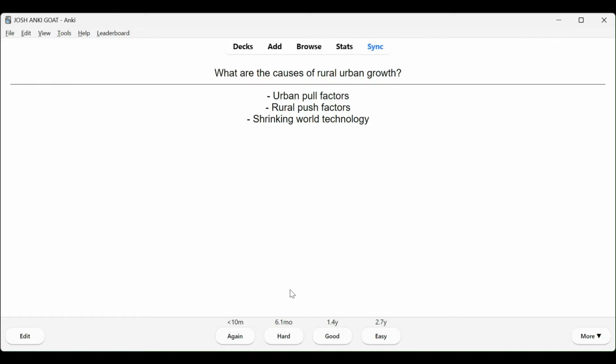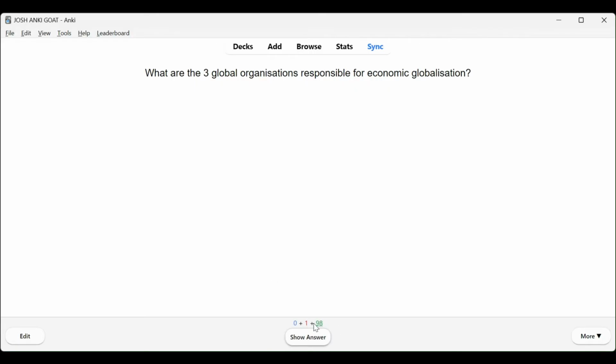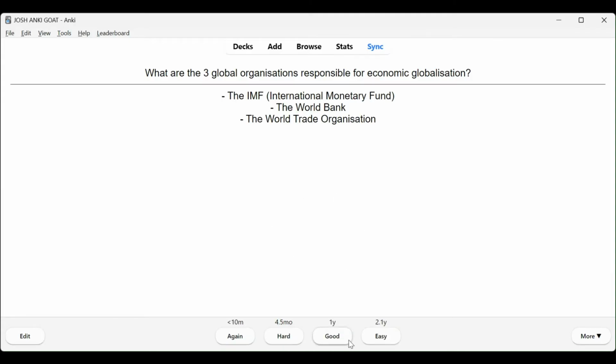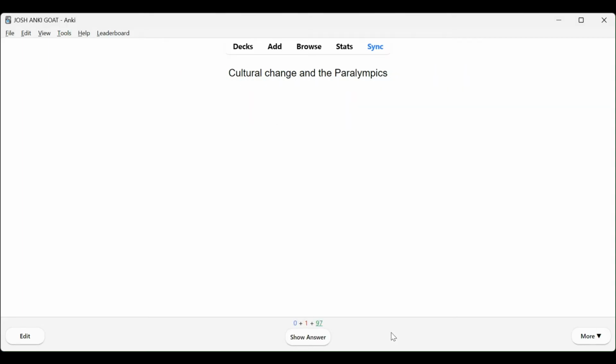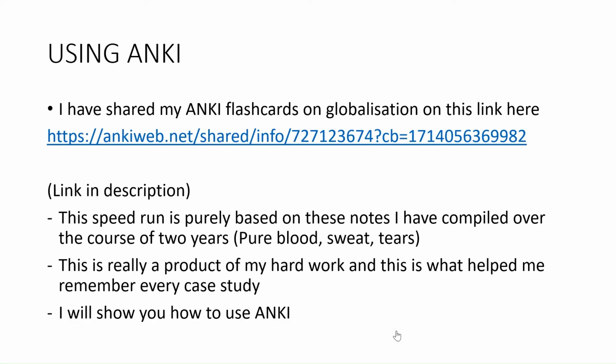And yeah, let's go through another one. So if I press again on this one, you see the red thing here. That means I'll do the flashcard again eventually. And then I go to the next one. What are the three global organizations responsible for economic globalization? Show answer. Oh, this is really easy. So I press easy and I get this card again in 2.1 years. And it's just a good way of spamming content. And yeah, that is essentially what Anki is. So check it out, download it, and hope you enjoy it.